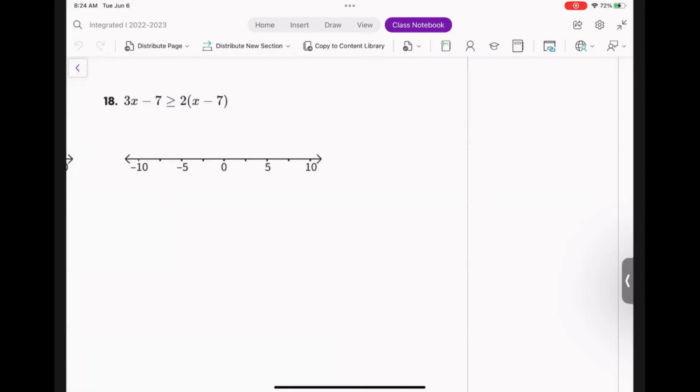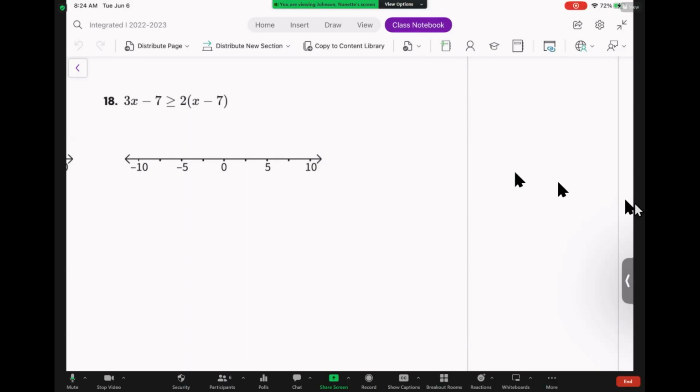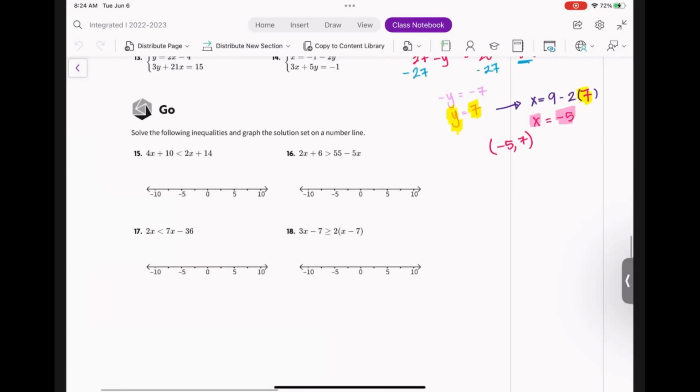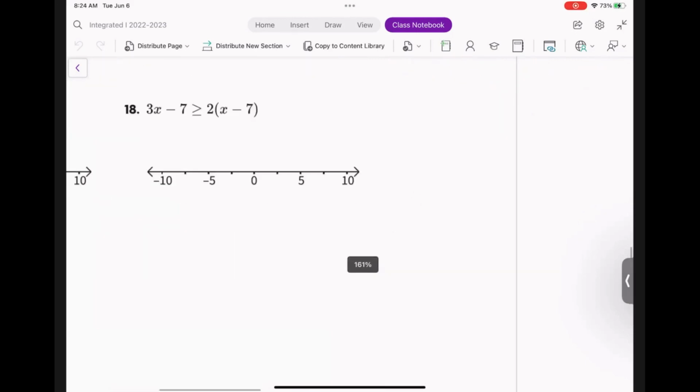So we're reviewing for our final, and this is a question that a student brought up, and I will show you how to do this problem. The directions for this are always going to be like, solve the following inequality and then graph the solution on the number line. So this is a really good question.